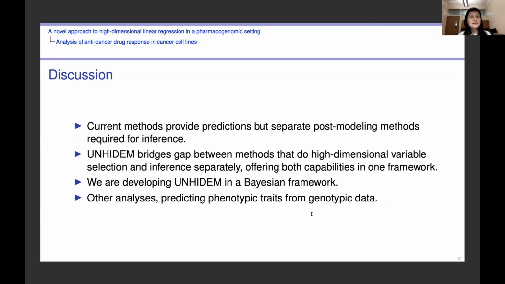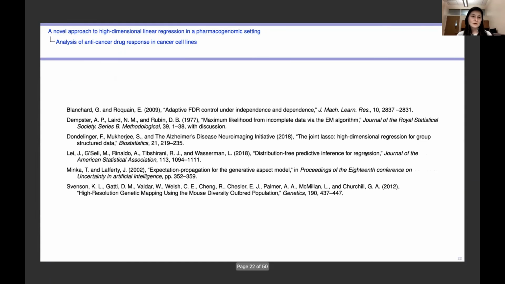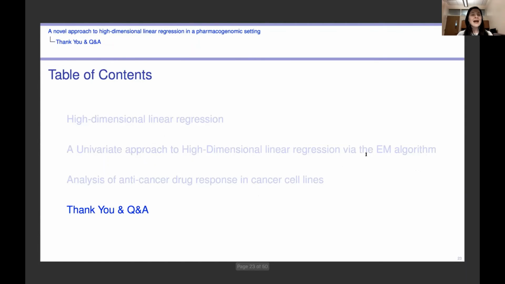And today I've presented from a frequentist perspective. We are also developing this in a Bayesian framework. And later on, if you see me throughout the conference and you're interested in learning more, I have other nice data analyses with interesting results that I'll be happy to share with you. Some references, and I look forward to hearing your questions later on.